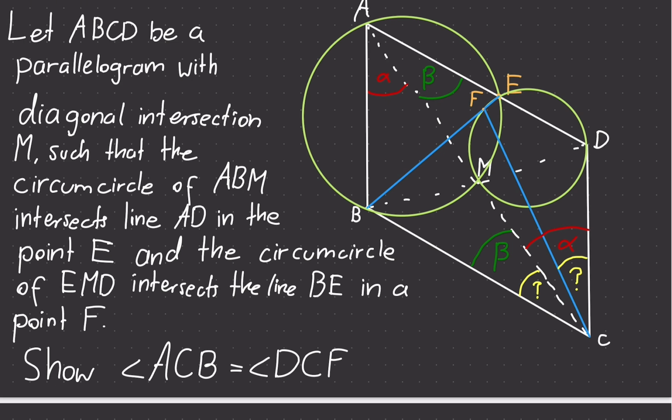Now, let's use the inscribed angle theorem on the circumcircle of ABM to state the following. The angle MAE, so this angle, beta, will be the same as the angle MBE here. See it? With the inscribed angle theorem. So this angle is also beta.